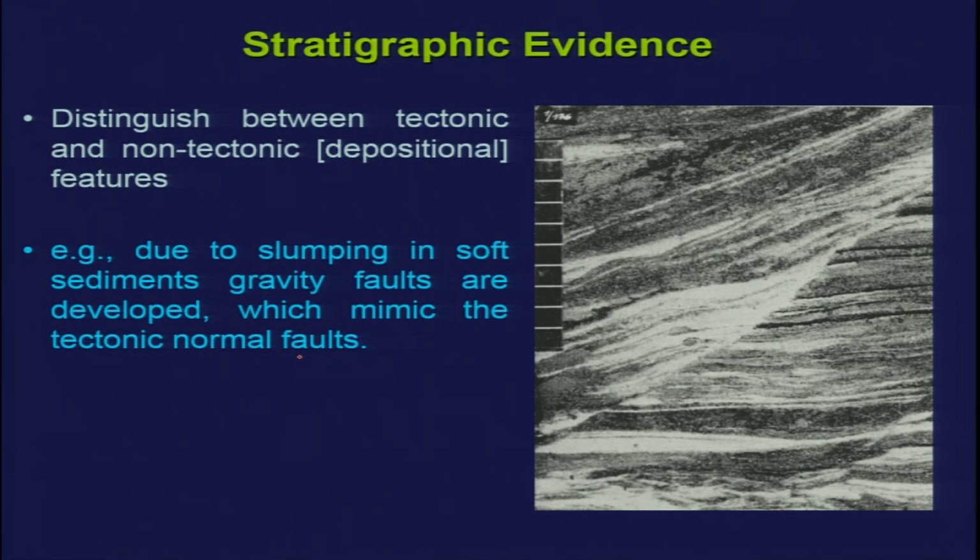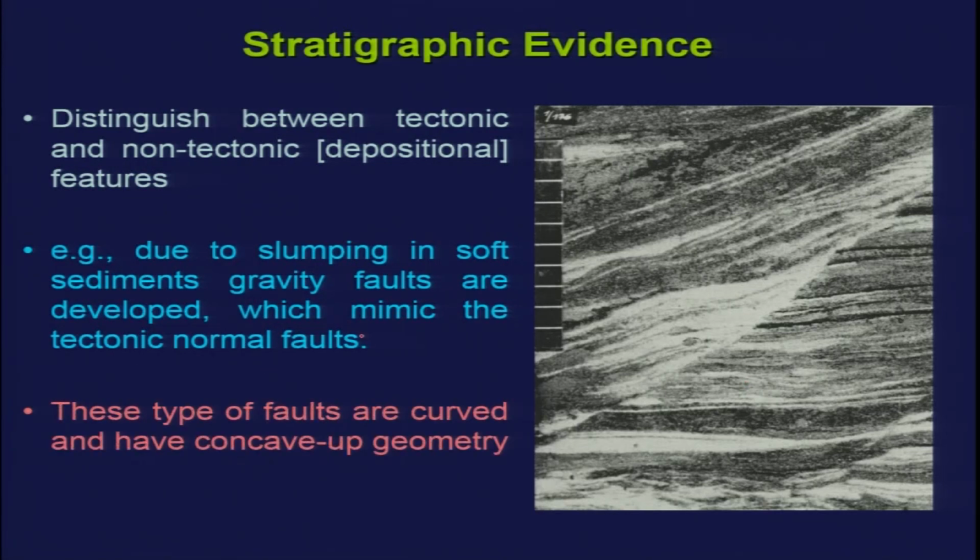Sometimes you will come across slumping along a weak plane, where you may have a very sharp contact between the material which slumped down and the adjoining sedimentary succession, and that can mimic a tectonic normal fault. This type of fault is curved and concave up in geometry. So this will be very similar to what we were talking about in the channel fill deposit. So there will be concave up geometry.